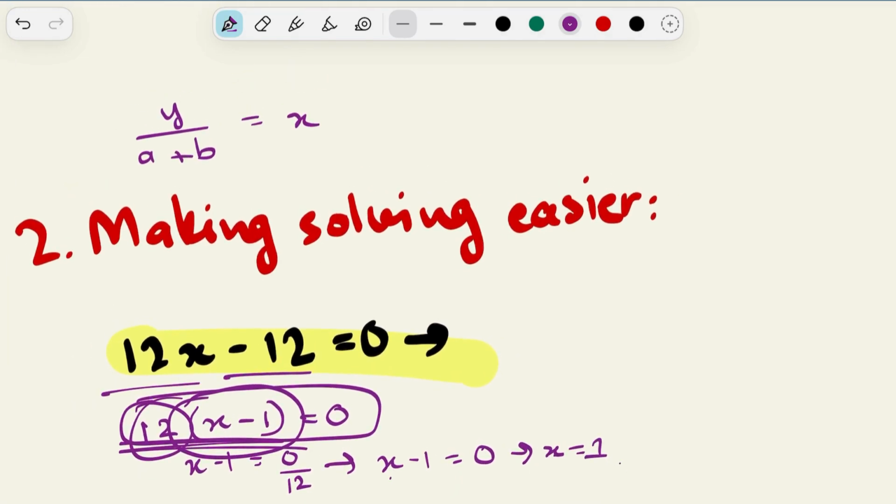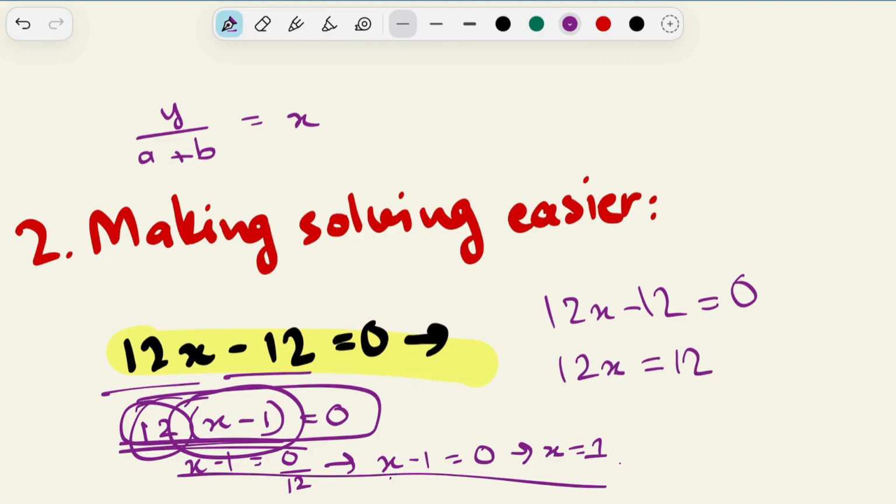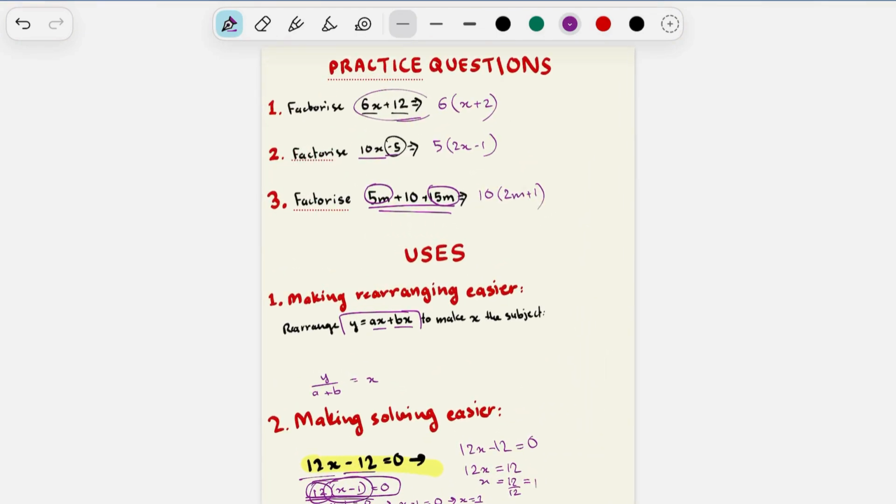So I feel like this was as easy as it gets with factorization, because with solving, I find that without factorization it's a bit easier for me, but it's really up to your preference. This can be a lot clearer as well sometimes, but I think both are options. You could also go ahead and do this. So 12x minus 12 is equal to 0, and then you've got 12x is equal to 12, so x is equal to 12 divided by 12, which is equal to 1. So that's also a way. But these are the uses, and these are some practice questions.